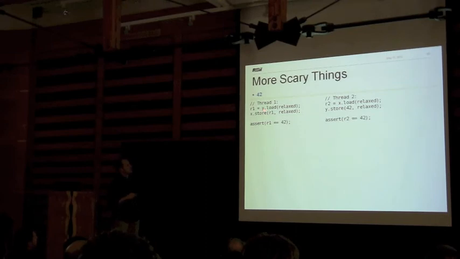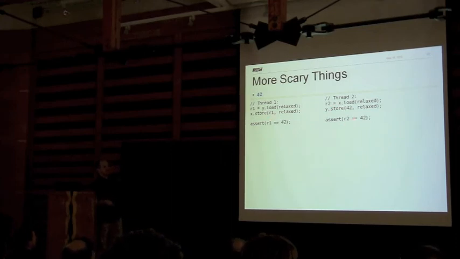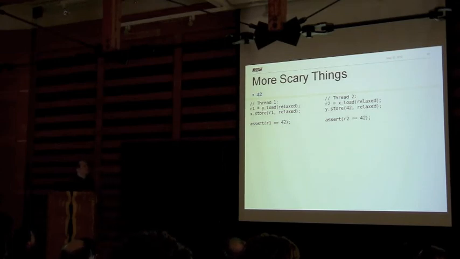And guess what? I've done relaxed here, so that's fine. This is valid. You can't assert because it won't always happen, but you can get both R1 and R2 to be 42. So if that doesn't bother you, feel free to write atomic lock-free code, because you run into these situations all the time. A lot of people, that bothers them. That's why they say, let's use sequential consistency where I can guarantee things like that don't happen.